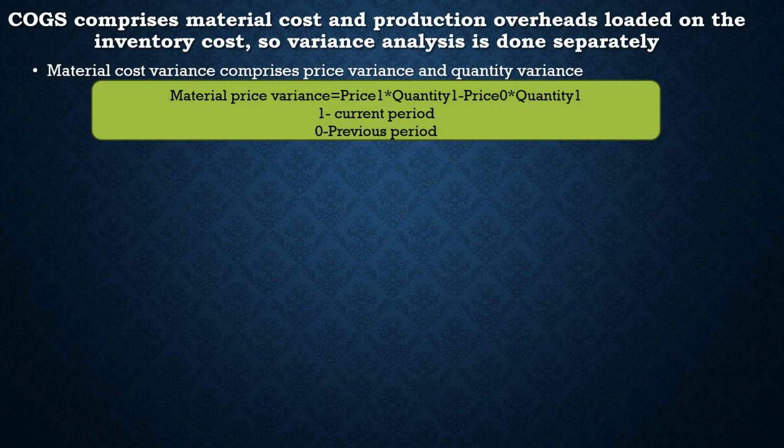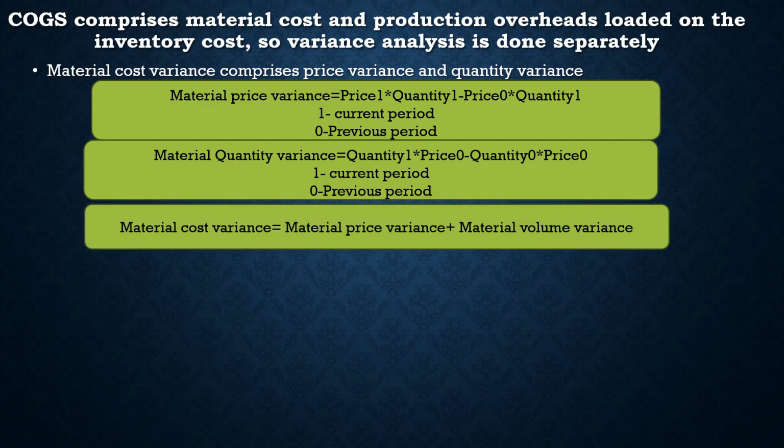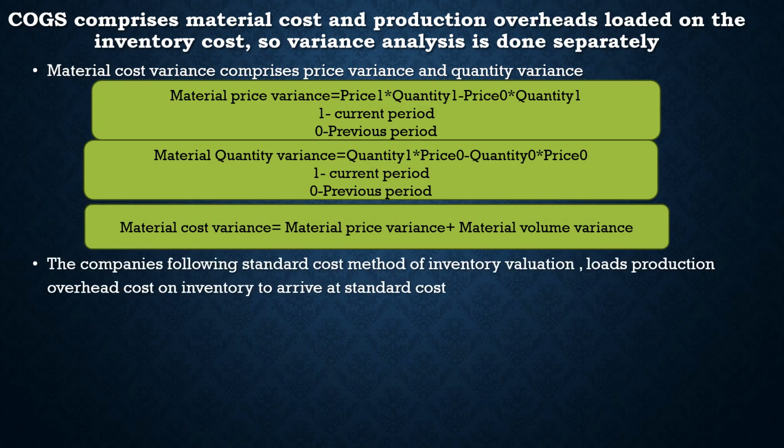1 is the current period and 0 is the previous period. Material quantity variance equals quantity 1 into price 0 minus quantity 0 into price 0. 1 is the current period, 0 is the previous period. Material cost variance equals material price variance plus material quantity variance.